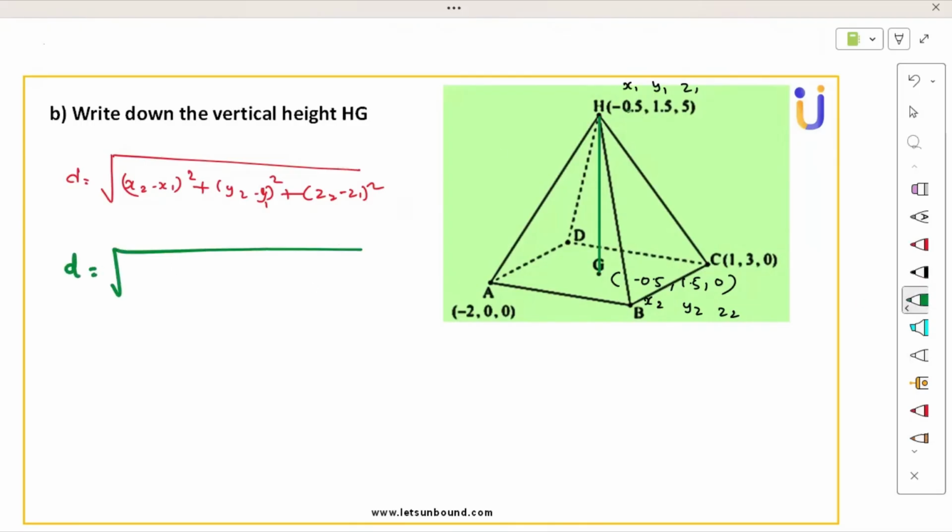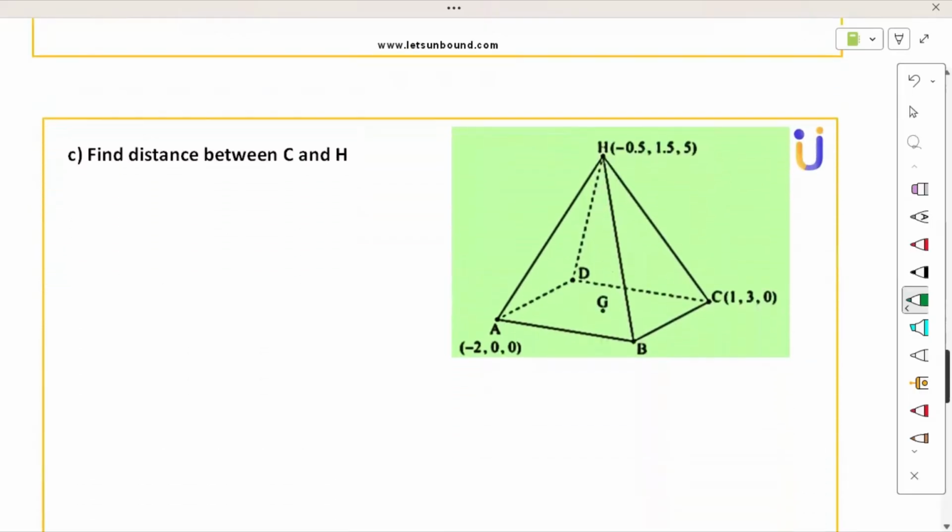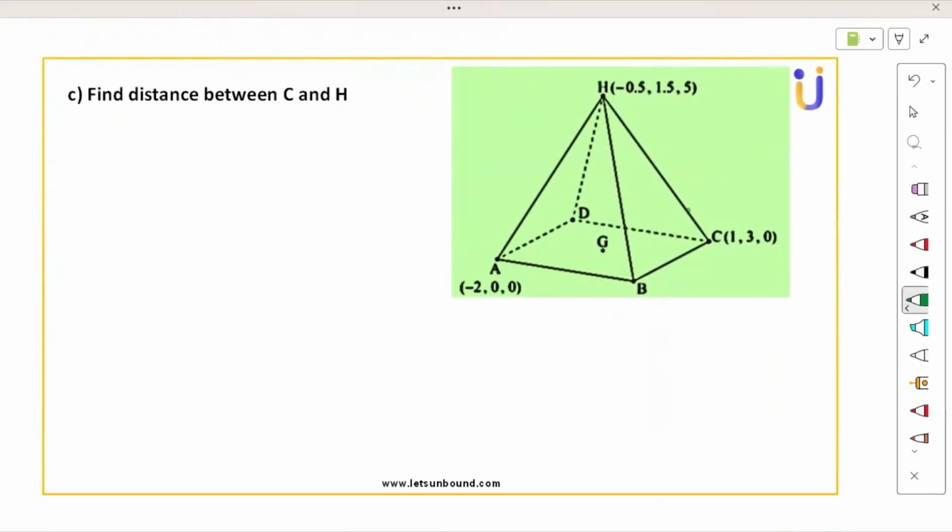So square root of subtracting. Same number, like you see, -0.5 and -0.5. Same number when you subtract, it's 0, the 0 square. Y2 minus y1, exactly the same, not even a sign change. It's 1.5 and 1.5, it will become 0 square. Z2 minus z1, it's 5 square. So 0 square will just vanish, and 5 square root is just 5. So the vertical height HG is 5 centimeters. Very simple.